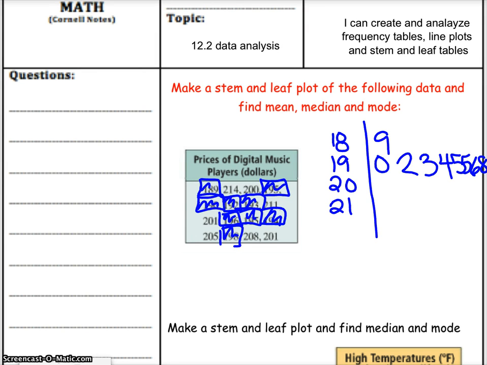My 200s. It looks like I have a 200, I have a 201, a 201, a 205, and a 208. So I put it in order, so I have a 200, 2 201s, a 205, and an 8. And my 210s is my 211 and 214. Okay, I created my stem and leaf plot.